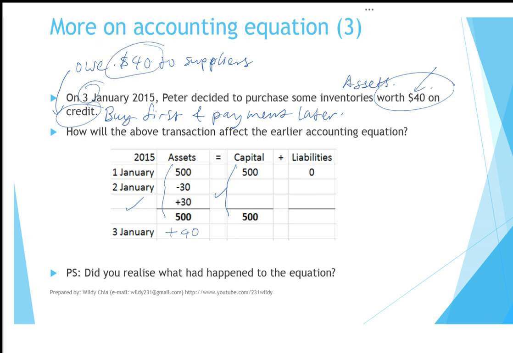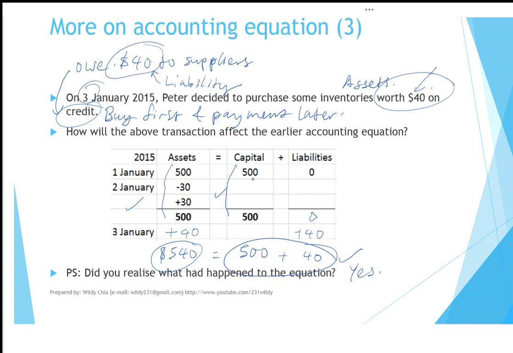How do we record the 40 in our accounting equation in this analysis? Very simple. Where there is owing, this owing is classified as a liability. So liabilities was 0 earlier on, but on the third, because he bought on credit, liabilities increased. Now observe, what are the total assets now? Total assets now is 540. Capital remains at 500. Liabilities increased by 40. Do you realize that the left hand side gives you 540? The right hand side also gives you 540. Does the equation balance? Yes, the equation balances. Interesting.